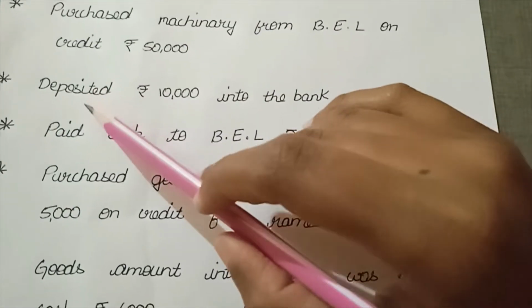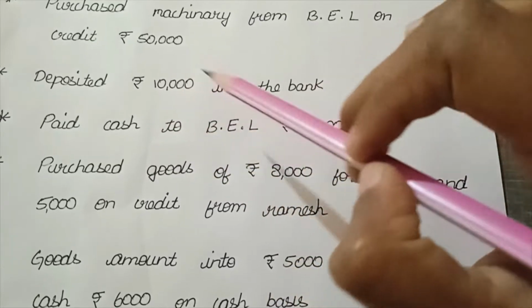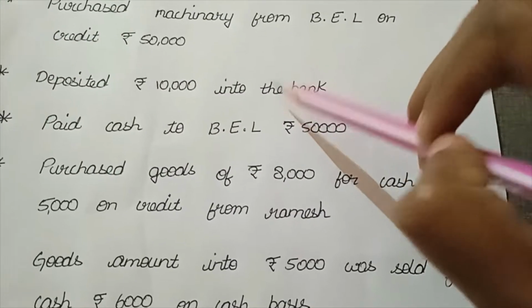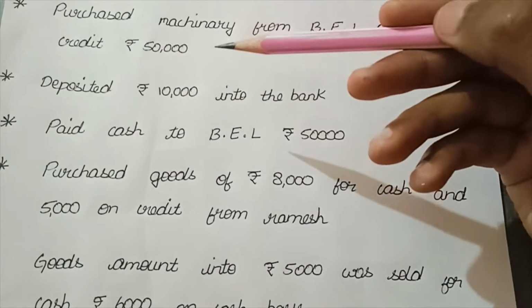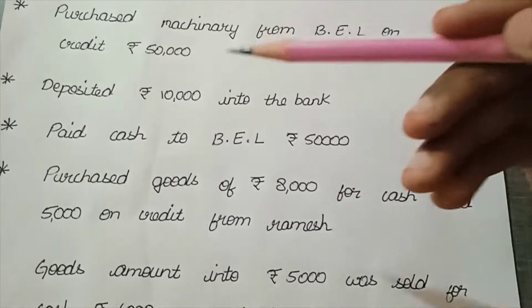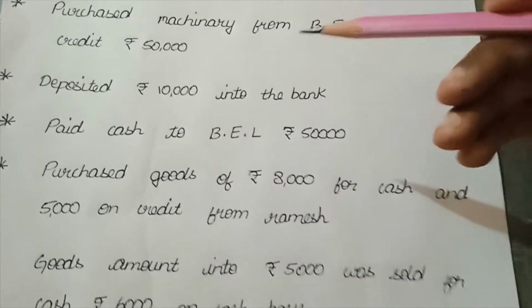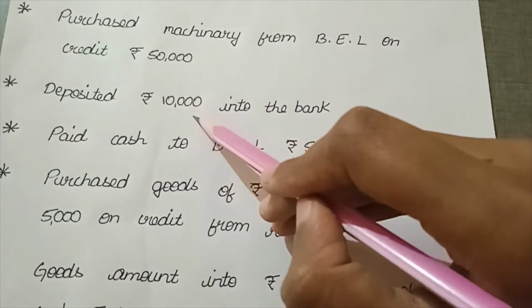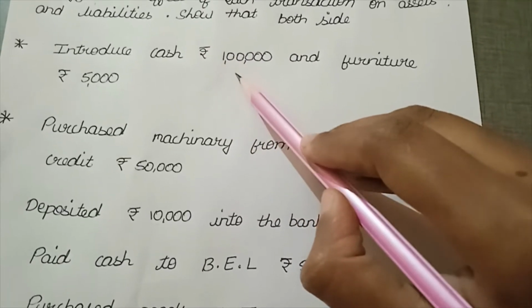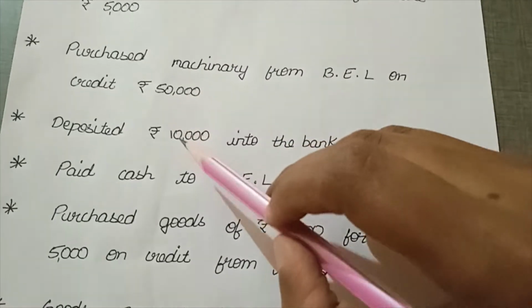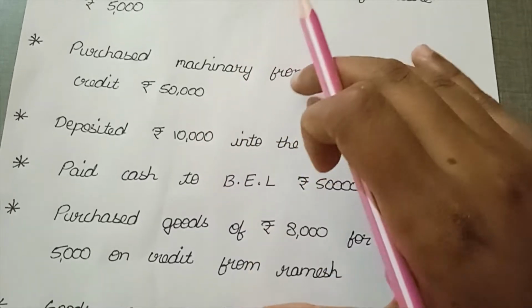And then deposit rupees 10,000 into the bank account. The company is opening a bank account. While opening the bank account, they are depositing 10,000 rupees from the cash.